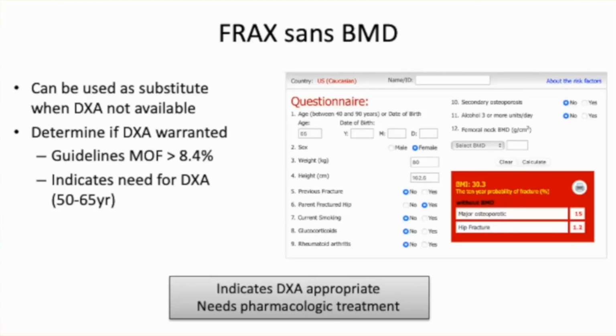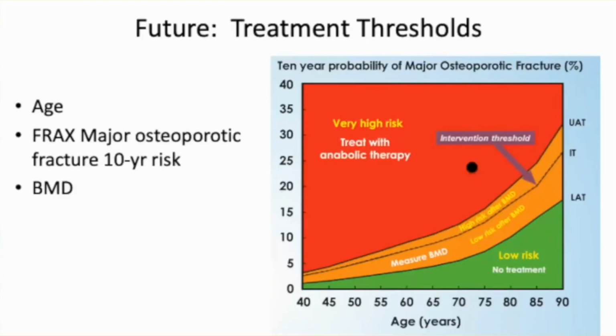The guidelines for this one is a major osteoporotic fracture risk greater than 8.4% on a FRAX without BMD indicates the need for a DEXA scan in the 50 to 65-year-old patients. So this is how this might be used. A lot of people are thinking this would be a good way to screen patients in the clinic. It only takes about a minute and a half to calculate this, perhaps have your MA or somebody put the patient in the room do this. Gives you some insight if they need further management.